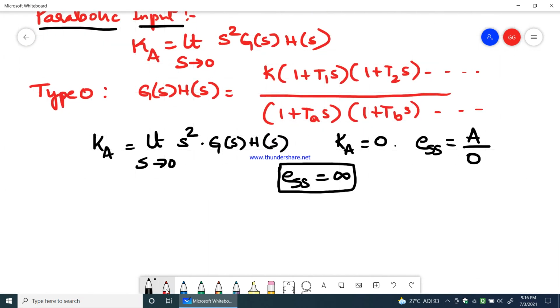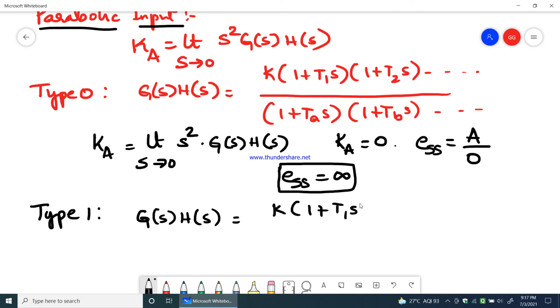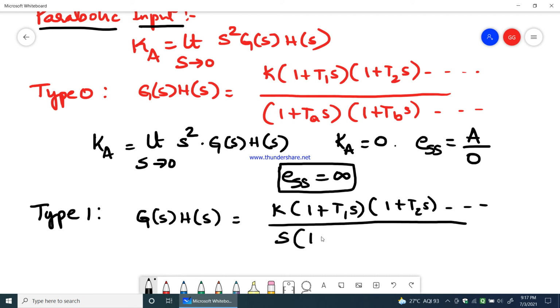Now when I consider a type 1 system, we know that G(s)H(s) equals K into (1 plus T1s) into (1 plus T2s) and so on, divided by s into (1 plus Tas) into (1 plus Tbs) and so on.